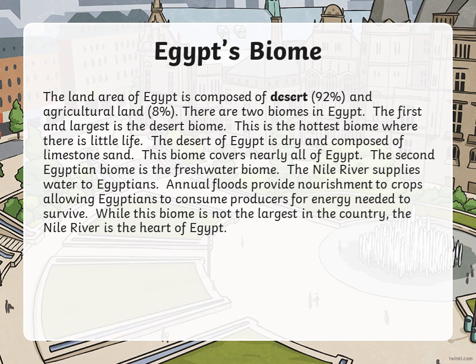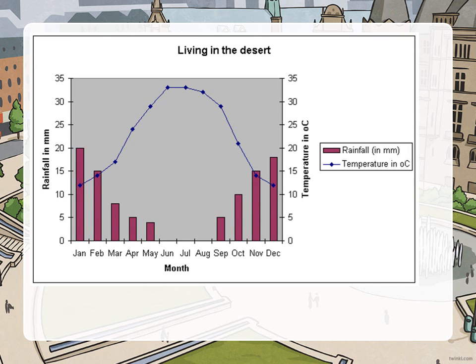Here's some information. Have a little screenshot of this, have a little read through and put this information, hopefully in your own words, onto your sheet for me. As we were looking at graphs last term, this is a nice one that tells us all about the rainfall and temperature in the desert of Egypt.